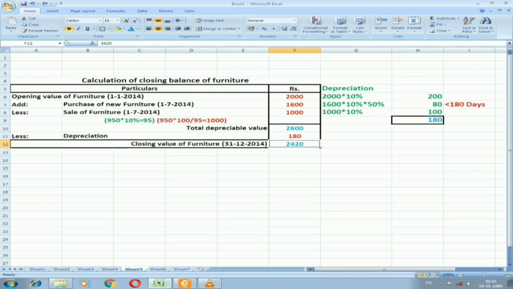And also remember, I'm not taking 50% for sale of furniture, even though if it is 6 months usage. Why? In the sense, it is an asset may be purchased in many years back, and it may use more than 180 days. So usually for opening value and sale of any asset, we are not going to take the usage, because it will be usually more than 180 days. For the purchase of new asset, we are going to consider the usage, that is whether it is less than 180 days or more than 180 days.